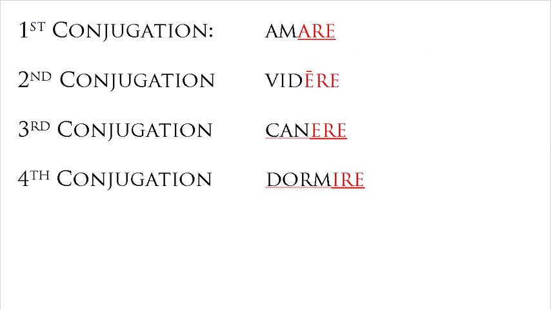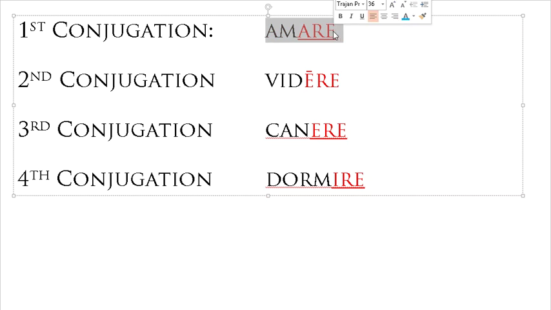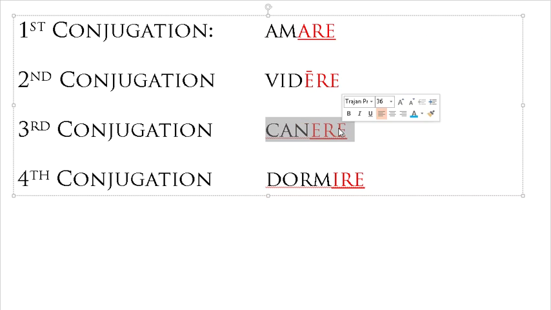So let me show you a little bit about how to form these. You may remember that verbs will all fall into one of these four conjugations. You have the first conjugation characterized by infinitives ending in -are. You have the second conjugation characterized by infinitives ending in -ere, and then you have third conjugation characterized by infinitives ending in -ere. That is a short e. Notice -ere, and then fourth conjugation characterized by infinitives ending in -ire.